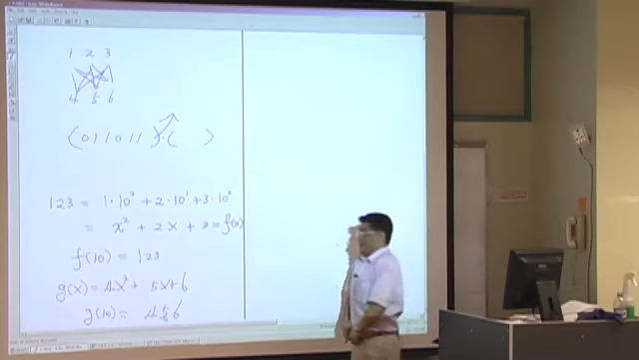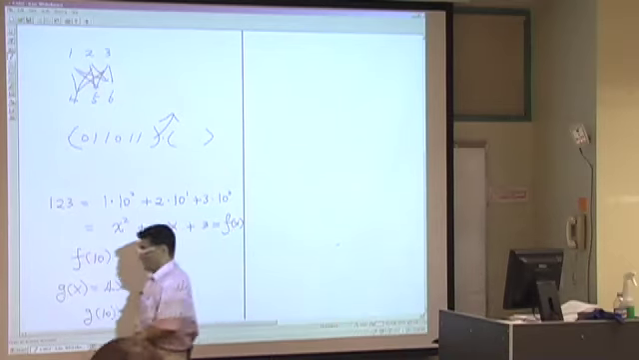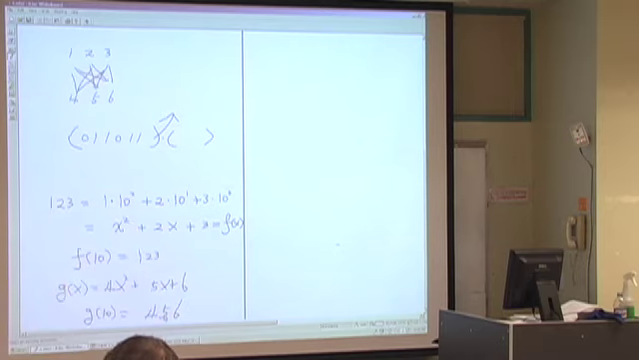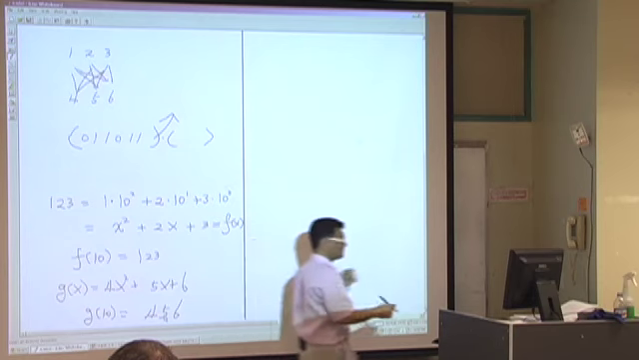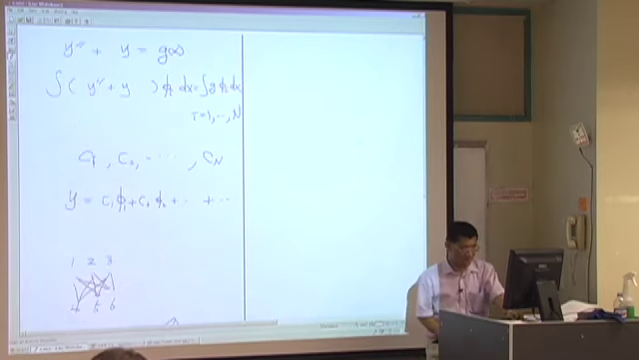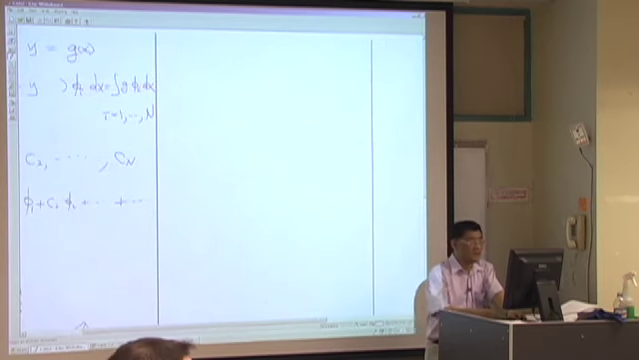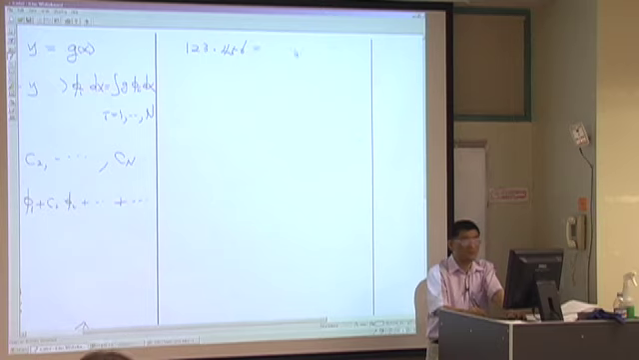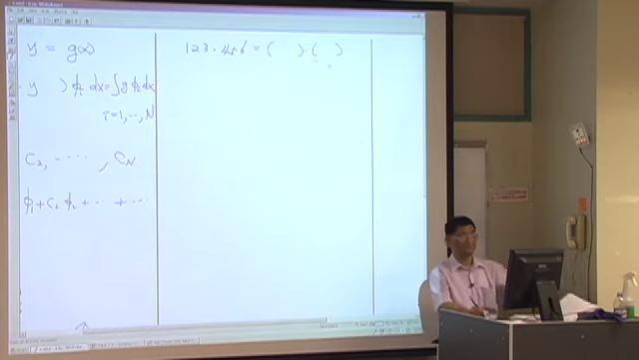So you are almost ready to multiply two big numbers. Then what is 123 times 456 in functional expression? f of 10 times g of 10.